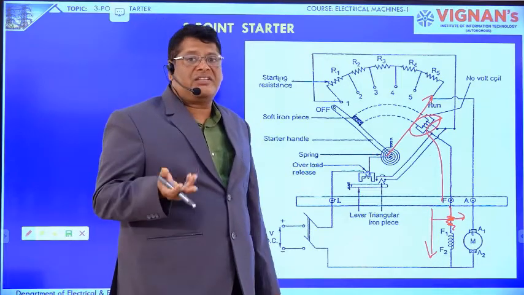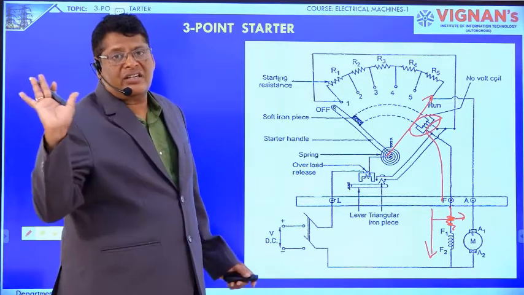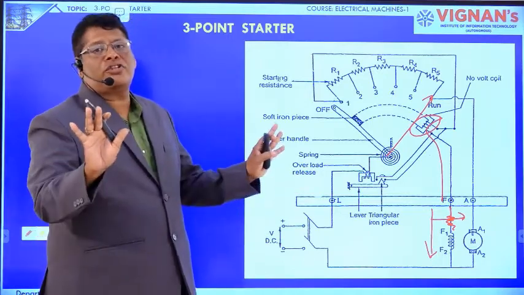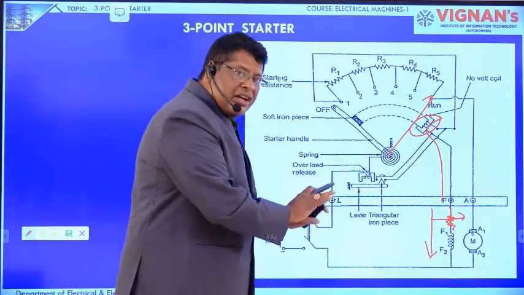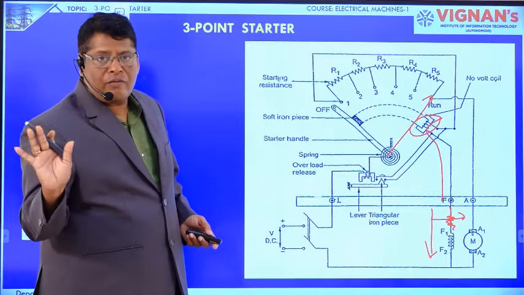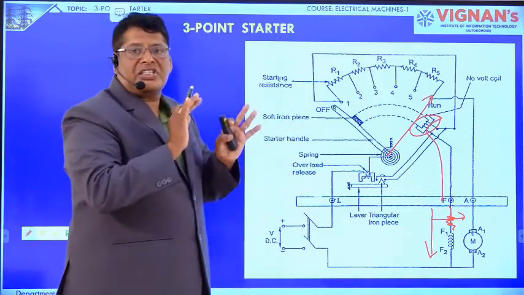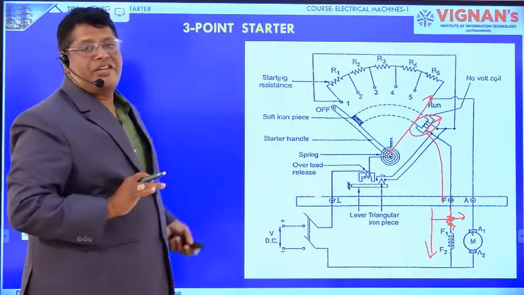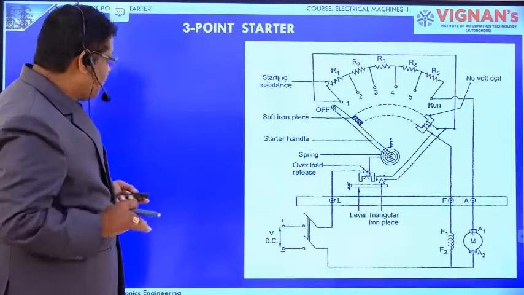That is the disadvantage that we overcome in the 4-point starter. There is no difference between a 3-point starter and a 4-point starter except that this disadvantage will be modified in the 4-point starter by doing some electrical connection change in the 3-point starter. That we will see later. This is the disadvantage.